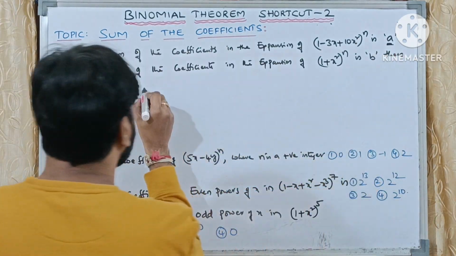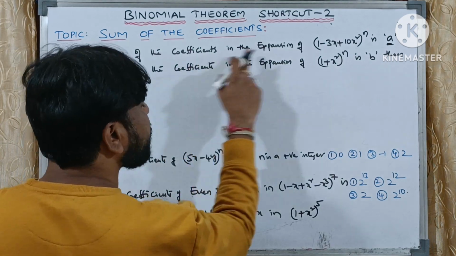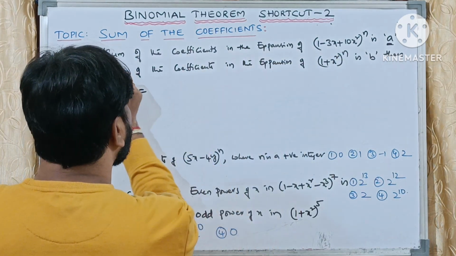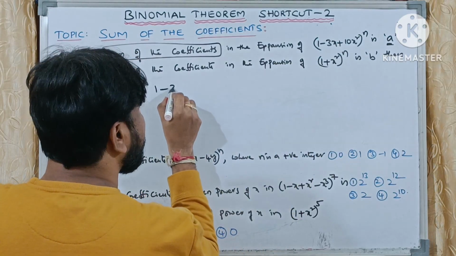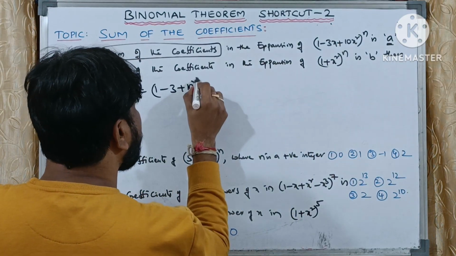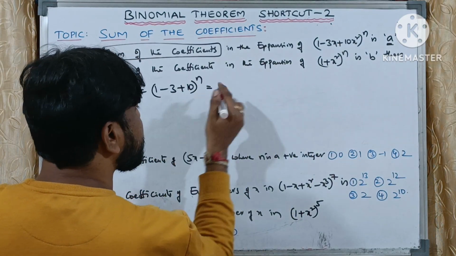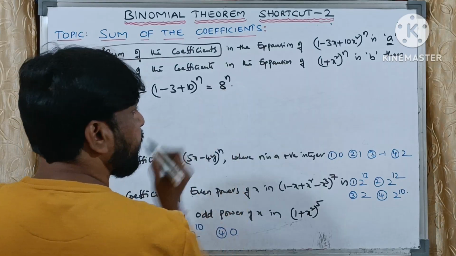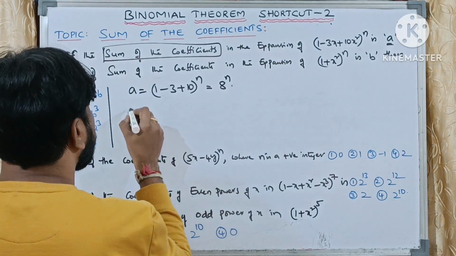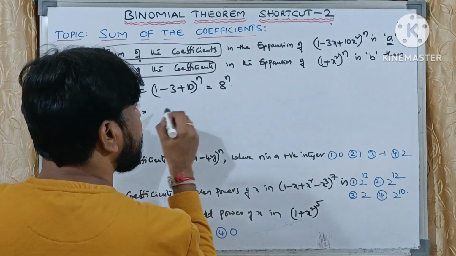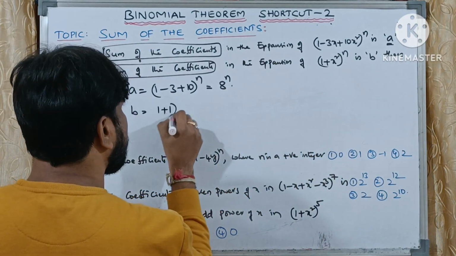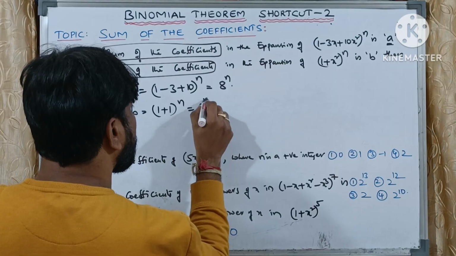So a is nothing but what? A is equal to the sum of the coefficients in the expansion of this. For the sum of the coefficients, whenever you are using the value of x, you need to replace it with 1. That is nothing but 1 minus 3 plus 10 whole to the power of n. This is nothing but minus 2 plus 10, which is 8 power n. Coming to the next, b is equal to the sum of the coefficients, where x is 1: 1 plus 1 square is 1 whole power n, and hence this is equal to 2 to the power of n.